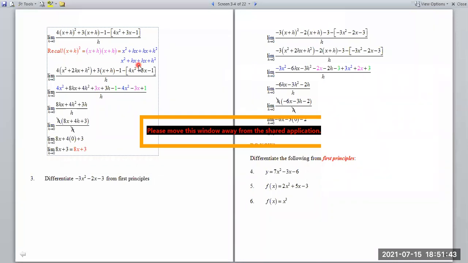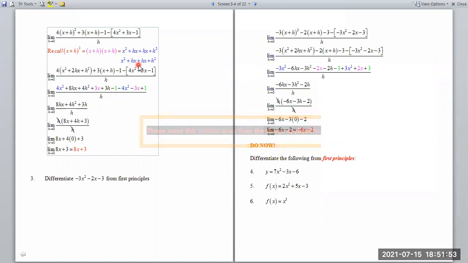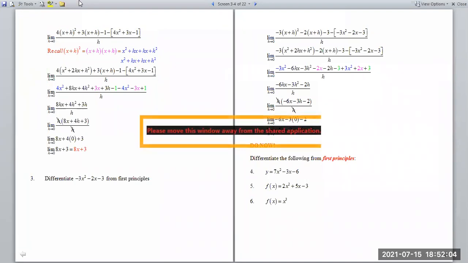Somebody confirm what number 4 was. What's the answer for number 4? The answer for number 4 is 14x plus 3. Say it again. Is it 14x plus 3? 14x minus 3. Minus 3.